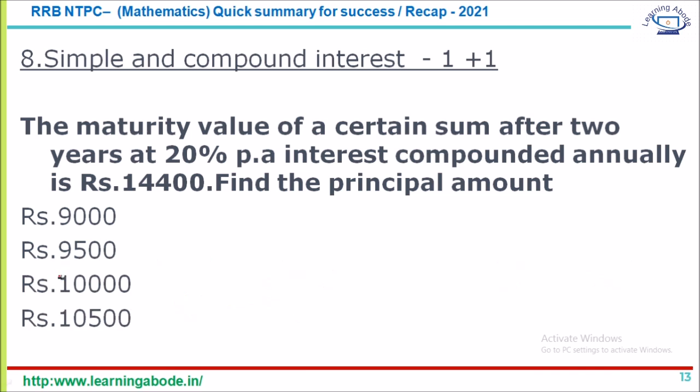And simple interest, compound interest: you most often get one question in simple interest and one question in compound interest. So simple interest, the formula is PNR by 100. I'm not solving any question on simple interest, so just use the formula PNR by 100. And in compound interest also, you have the formula where amount is equal to P into 1 plus R by 100 whole to the power n. We can just directly use the formula.